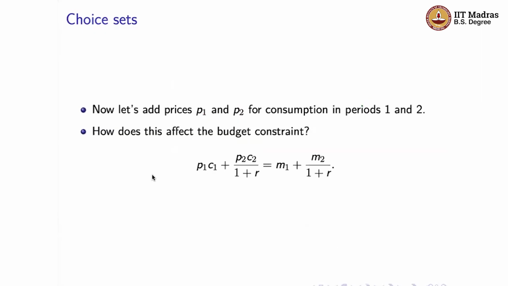Okay, now that we have figured out how to write down the intertemporal budget constraint, we can bring back prices. So now suppose that the price of consumption in period 1 is P1 and the price of consumption in period 2 is P2. How would that affect the budget constraint? You can do the same exercise again. In fact, I encourage you to pause the video, do the same exercise, look at the three different cases that we did, and follow through.